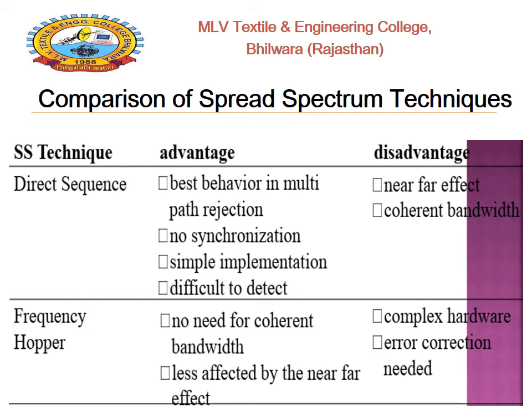Here the most important parameter is the pseudo random code generator. The PN sequence generator is basically responsible for providing security, because the PN sequence generates a fixed code or fixed sequence of bits that is related to the transmitter section as well as the receiver section. So the synchronization basically provides security in spread spectrum technology. Disadvantages are the near far effect and coherent bandwidth. In the case of the frequency hopper, advantages are no need of coherent bandwidth and less effect from the near far effect. Disadvantages are complex hardware and error correction needed.